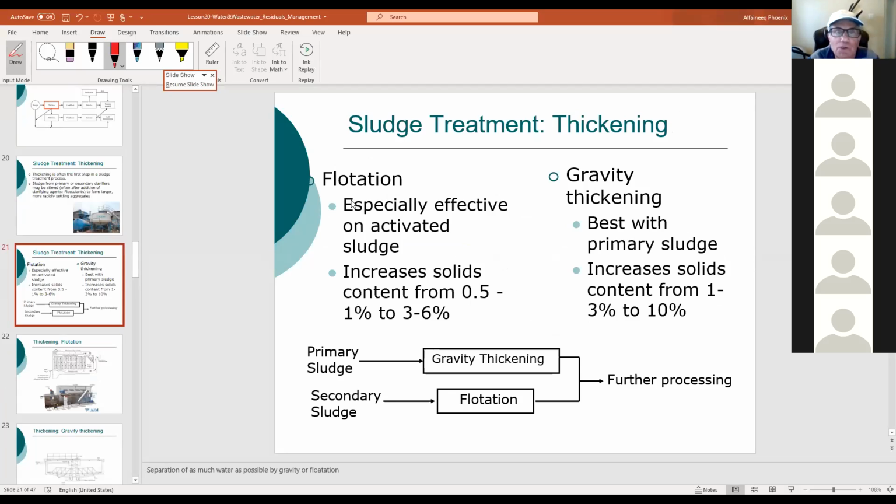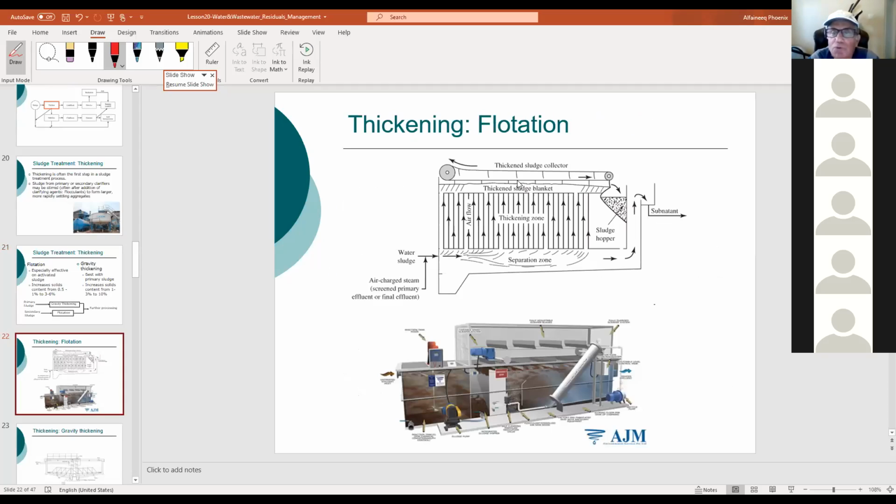All right. So either flotation or gravity. If it's a primary sludge, gravity. If secondary, flotation, they use different technologies. This is how they use flotation. All right. You don't need to go into details on this. They just apply some air from beneath. All right. So they're going to form that thick blanket. There is a conveyor that's going to carry it and take it somewhere else. Here is the technology for that.